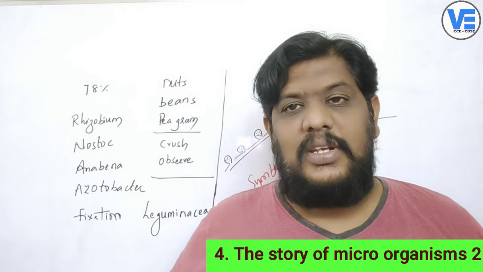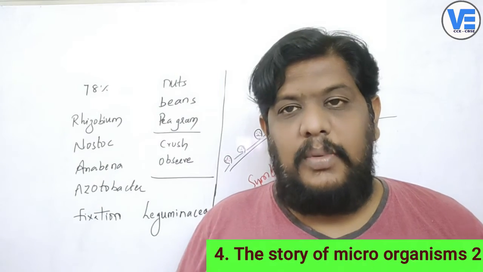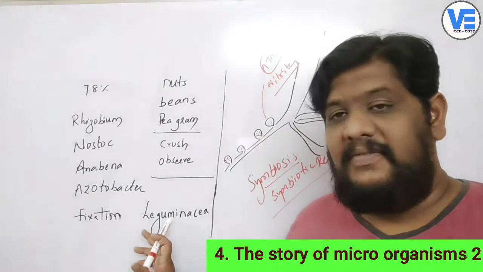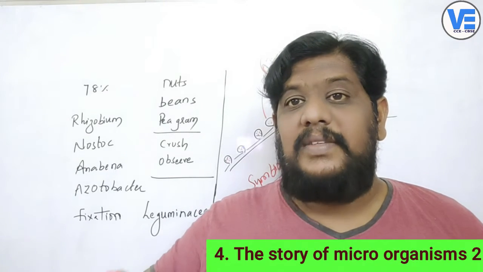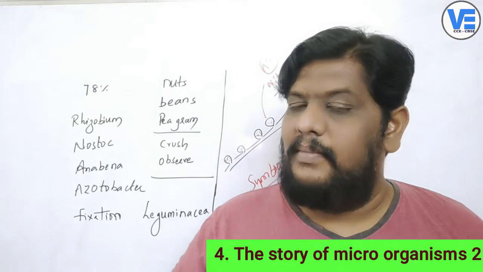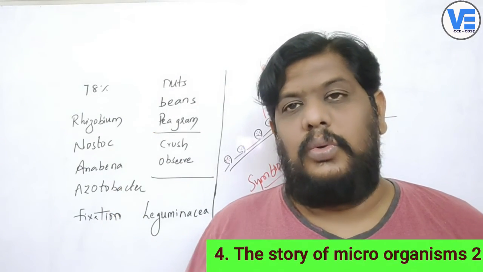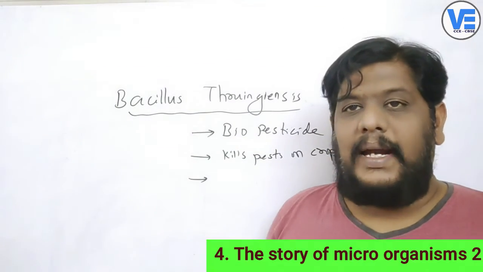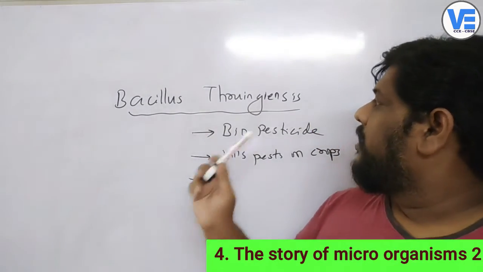This is actually called Rhizobium leguminosarum. Because it belongs to the Leguminaceae family, we call it Rhizobium leguminosarum. It is fixing the nitrogen and converting it into nitrate so that plants can absorb it, and then plants will utilize it for their growth. So here there is a bacteria by the name Bacillus thuringiensis.